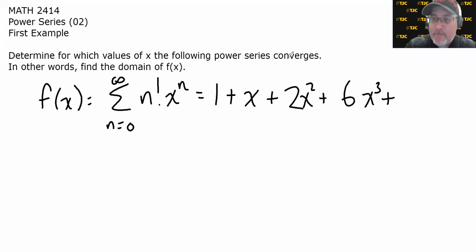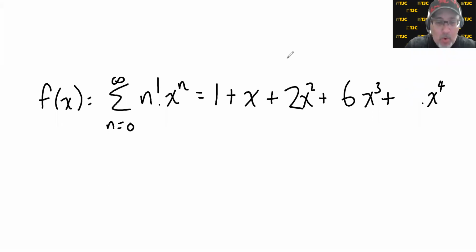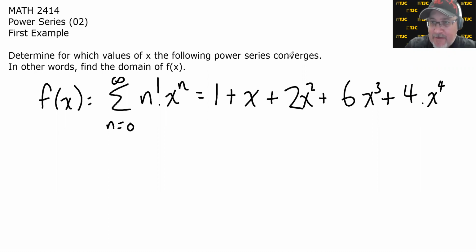Let's just write out one more. If we put in n equals 4, we get 4 factorial times x to the fourth. But 4 factorial means 4 times 3 times 2 times 1, which is 24. Or you could think of a factorial as just multiplying the previous answer times the next number. So we could just multiply the 6 times 4, and we would get 24.